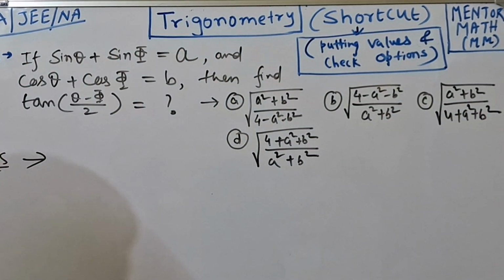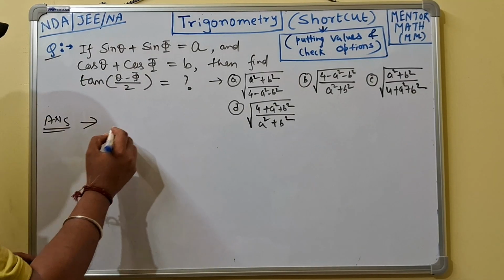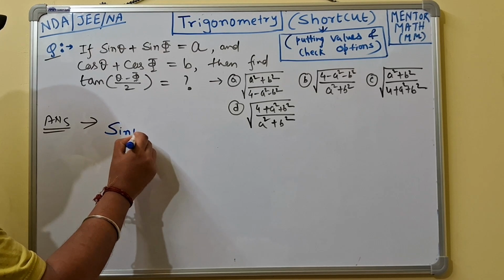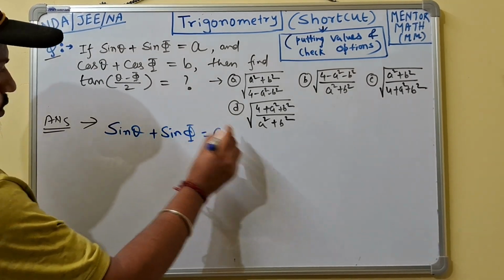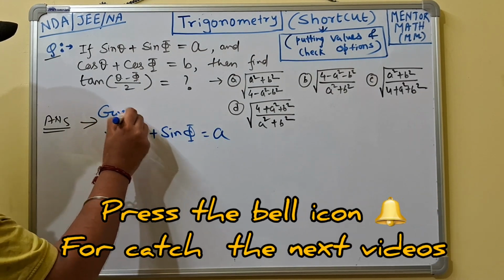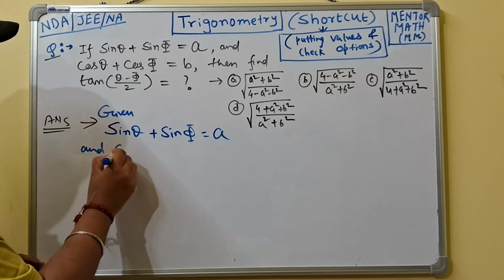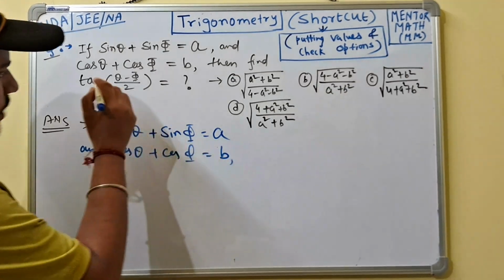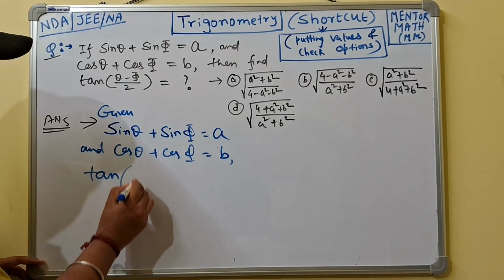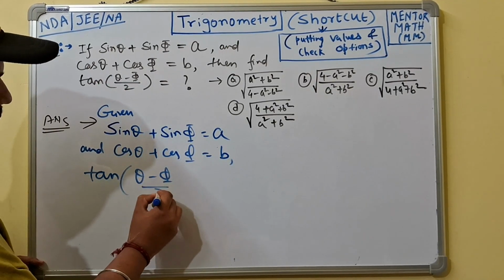Let's start the solution. First of all, given that sine theta plus sine phi is equal to A. So this is your given. Also given cos theta plus cos phi is equal to B, and we have to find your tan of (theta minus phi) by 2.